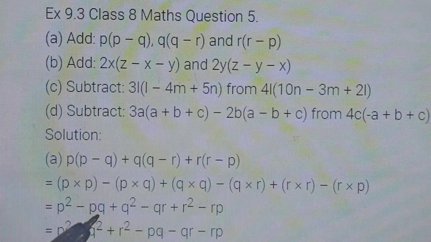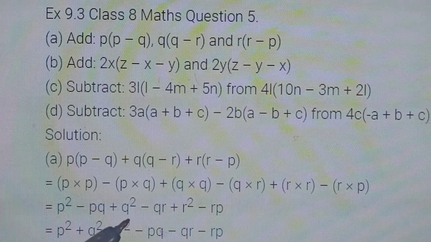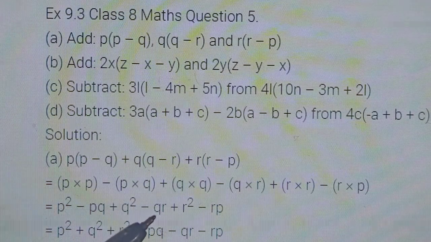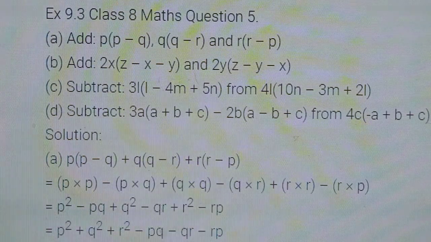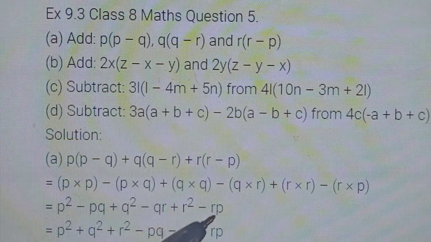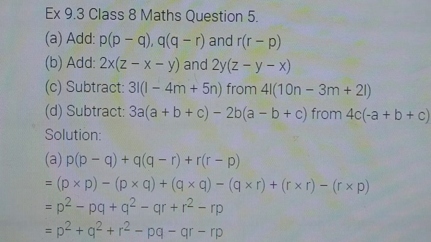minus p into q, pq, then q distributed inside, q into q, q square, then q into minus r makes it minus qr. Likewise, this gives you r square and minus pr or minus rp. Any one variable can be written first, you know it doesn't make a difference. Okay, now in the next go, we see one by one. If we have like terms, we'll put them together, and unlike terms will be just written next to each other.